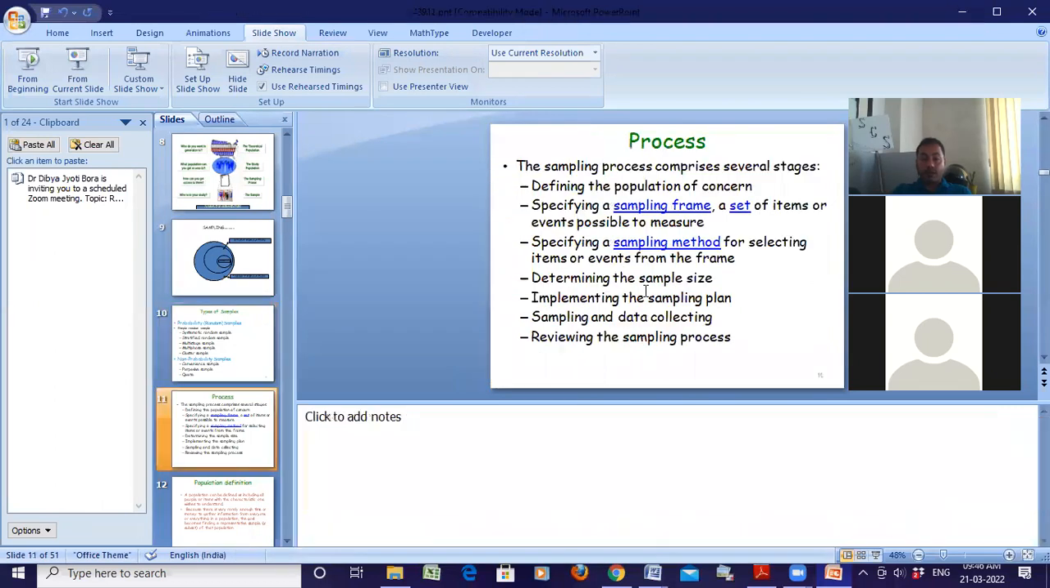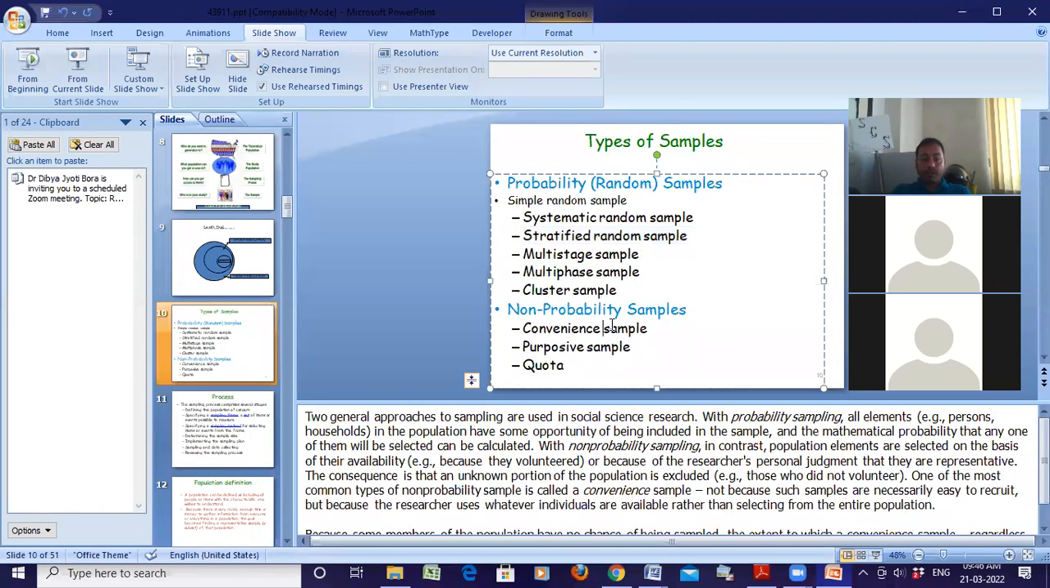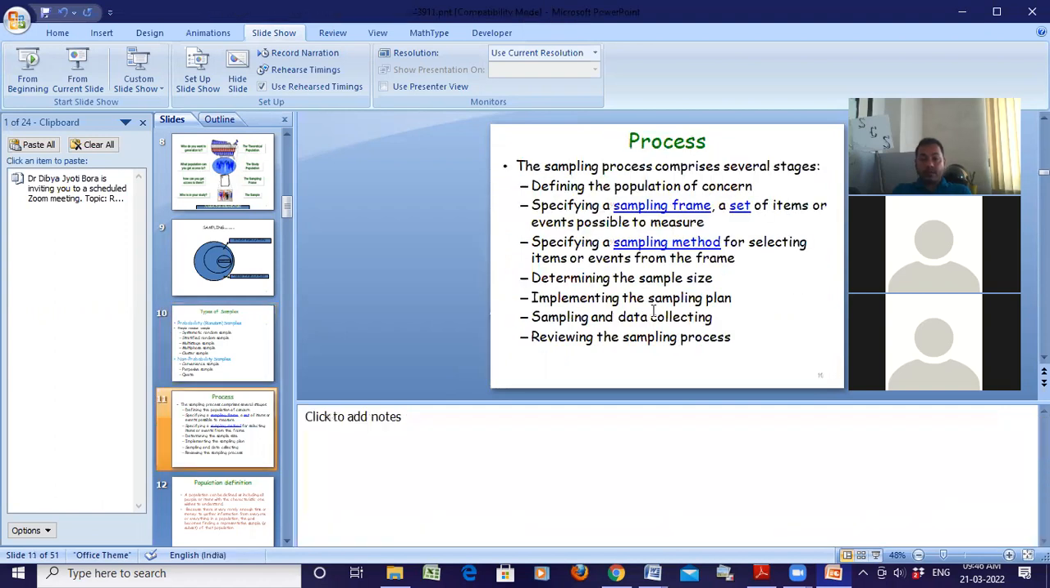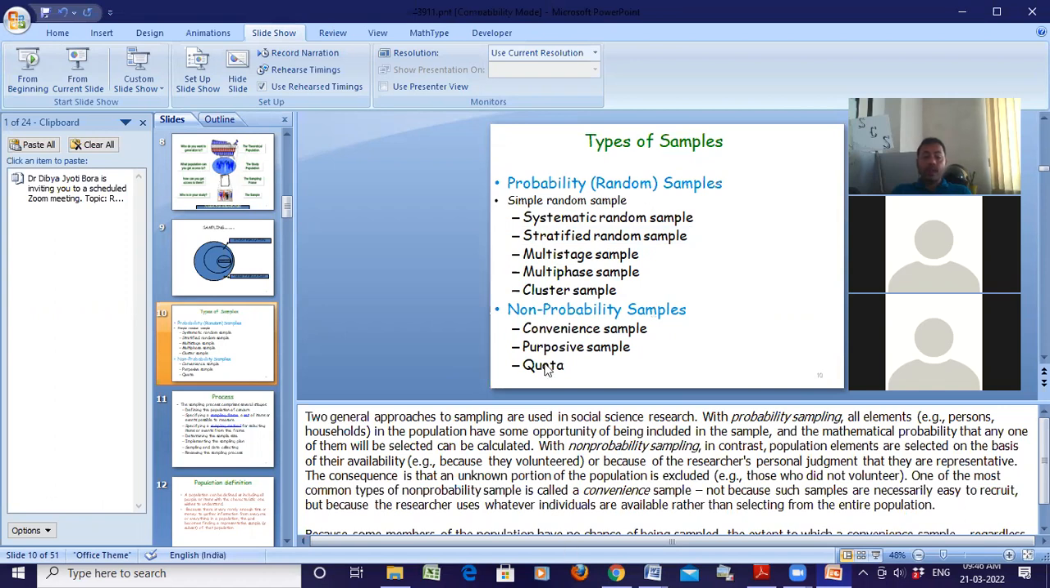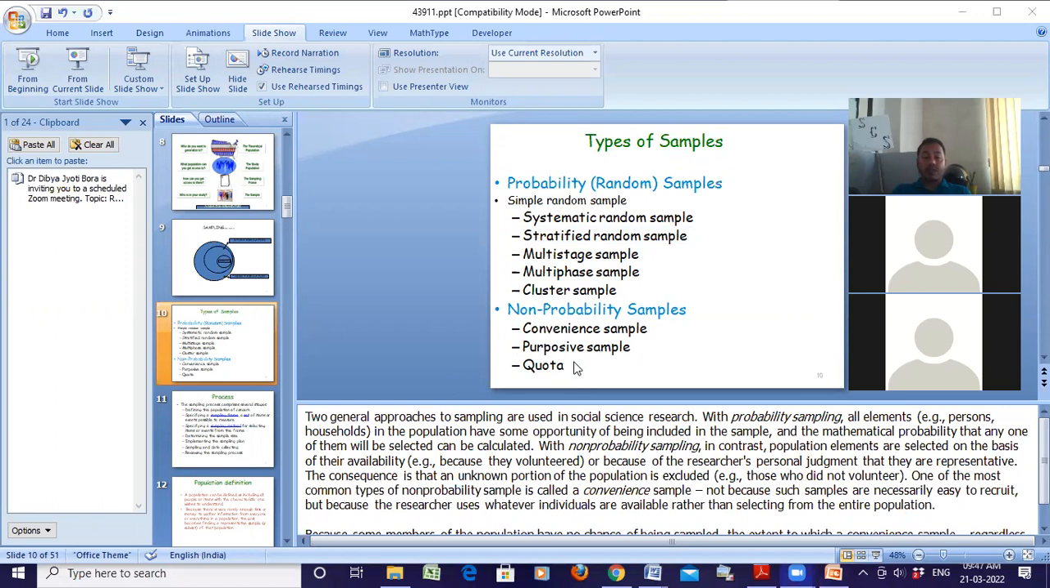But before that, as I have already told you, please go through them. If you prepare a PPT on them, then I'll check and select the best one among you. Then non-probability-based techniques we have, like convenience sample, purposive sample, and this third one is very important, that is quota-based sampling technique.